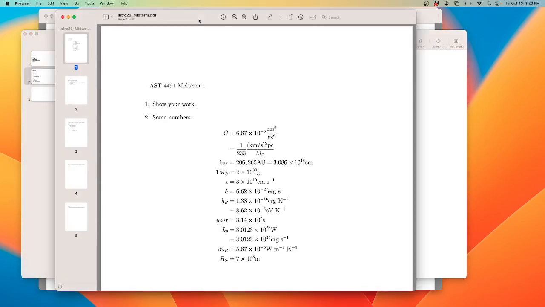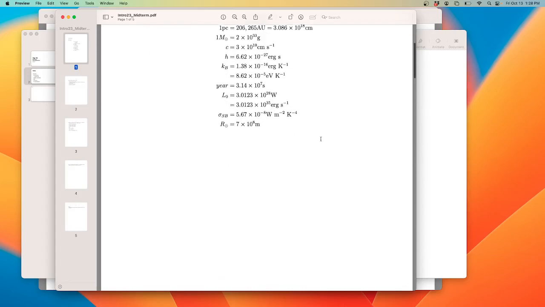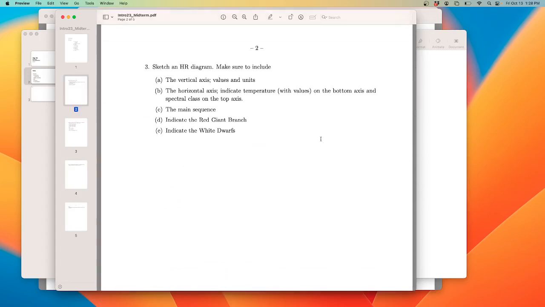So today we're gonna go over the first problem: sketch an HR diagram. Make sure to include the vertical axis with units, the horizontal axis with temperatures and stellar classifications, and the main sequence, red giants, and white dwarfs. I don't really have anything to comment on this because I think everybody basically did what I wanted. I was pleased with that.